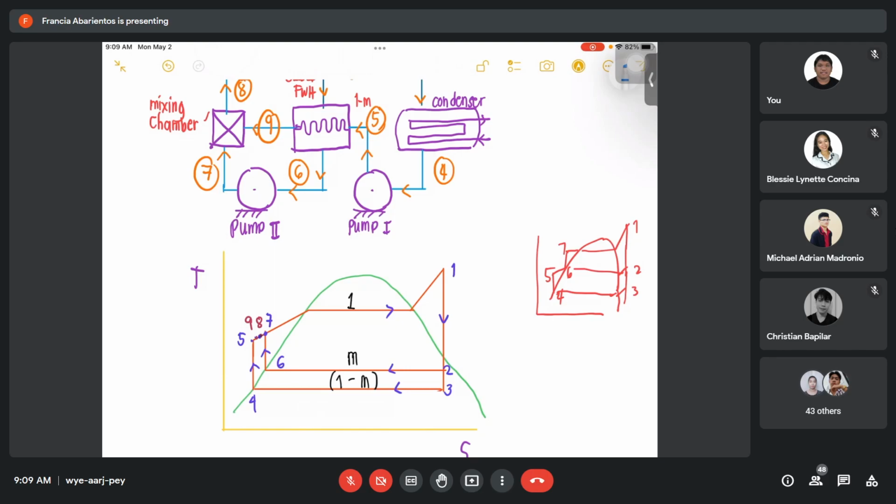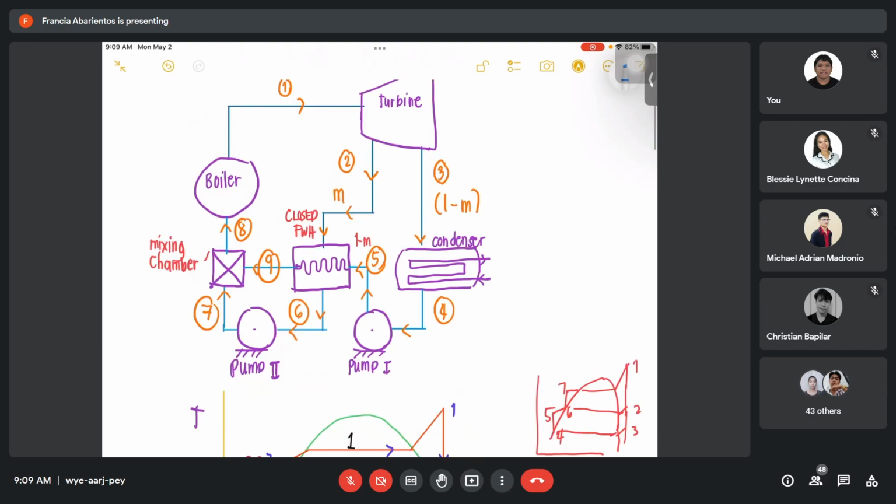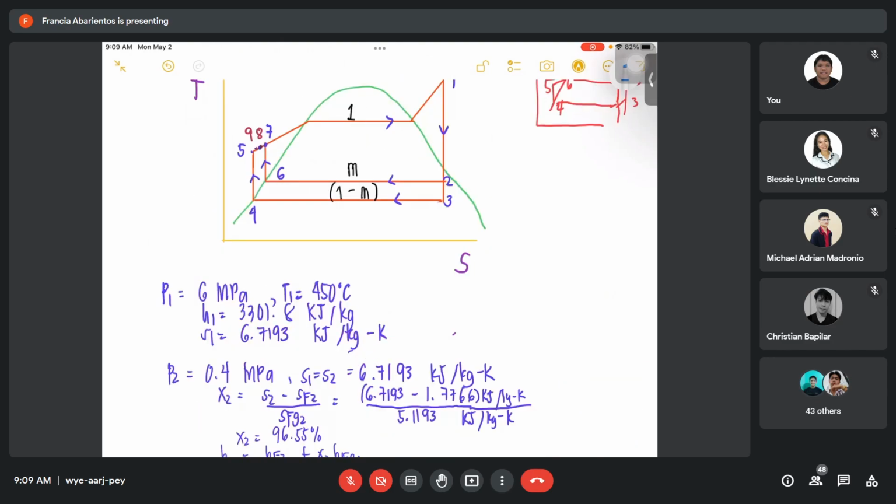What is now the process in solving a closed feed water heater? Yung pinakauna natin, the given in the problem is 6 megapascal and temperature 450 degrees Celsius. Using the steam table, this falls under the superheated. We have now the H1 and the entropy at point 1. So, kinuha lang natin yung necessary or the needed state points.